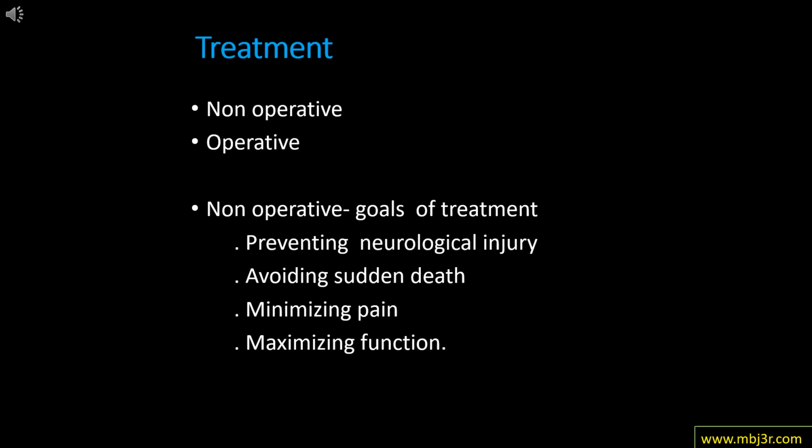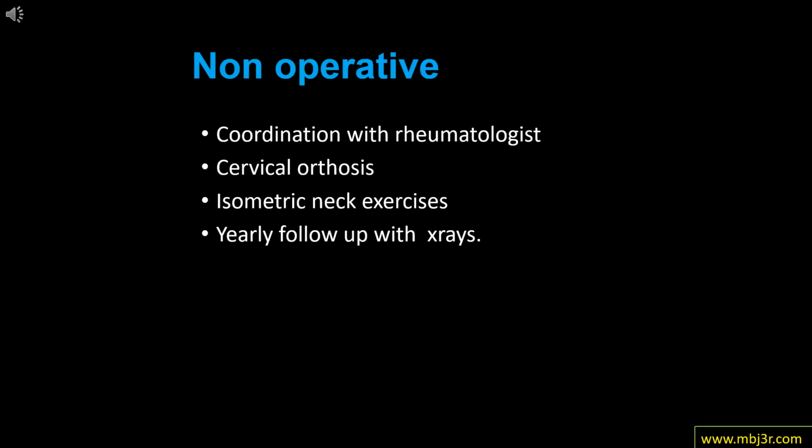Coming to the treatment: non-operative and operative. In non-operative treatment, the goals are preventing neurological injury, avoiding sudden death, minimizing pain, and maximizing function. Coordination with the rheumatologist is important. You have to control the inflammation and further damage because of the inflammatory reaction. A cervical orthosis is a must, and you have to do neck exercises after assessing the stability, and regular follow-up X-rays are required.